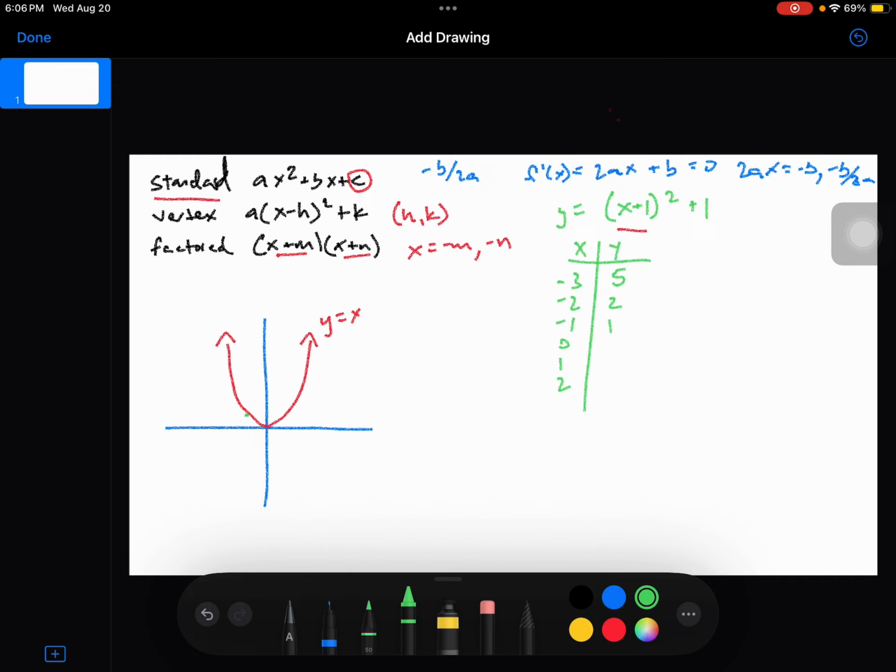There's our vertex. And then it's going to be symmetrical on either side of the vertex. This is also called the axis of symmetry, x is equal to negative 1. That's our axis of symmetry here.